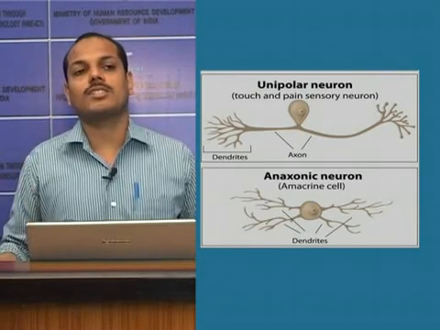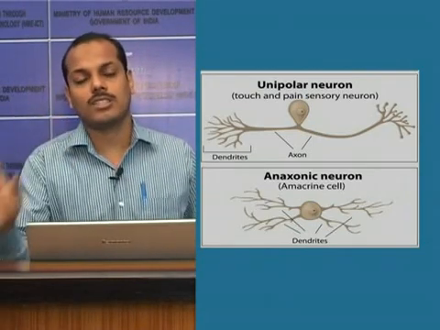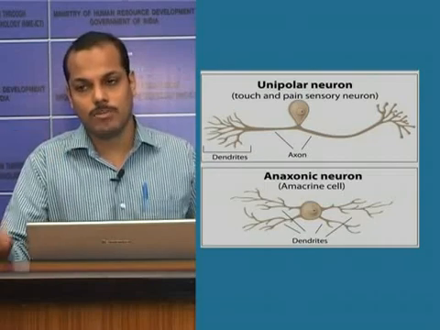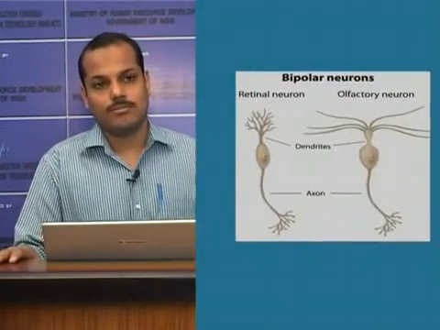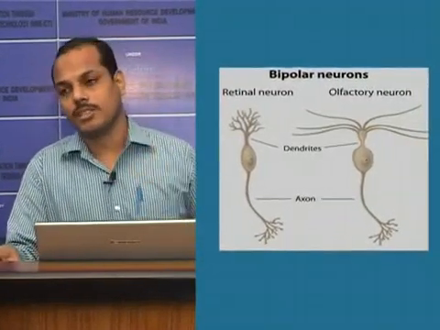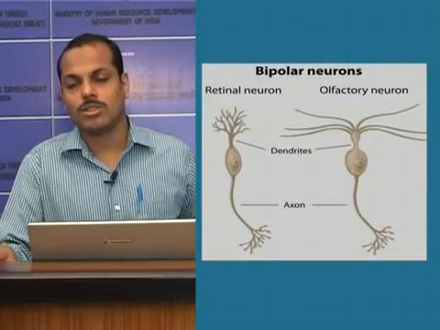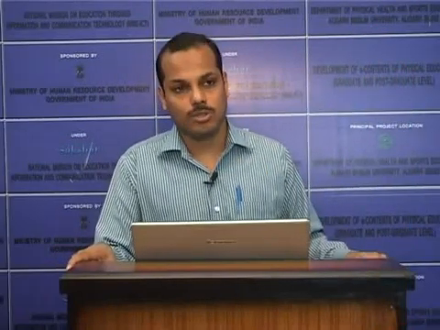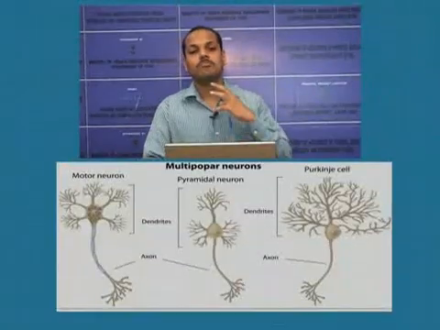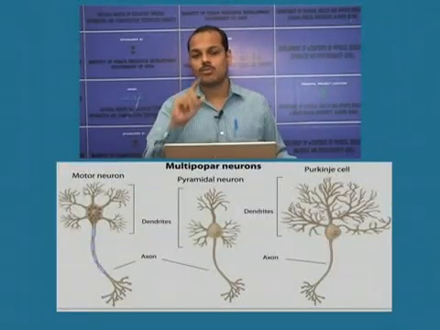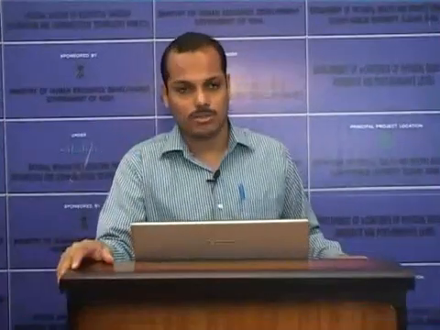If only one extension is there, it is only an axon. It will be cell body and axon. Now, if two extensions are there, it means that one axon and one dendrite will be there. So, this is called bipolar. Now, there is another type of neuron called multipolar neuron. Multipolar neurons have many dendrites and one axon. Usually one axon will be there.